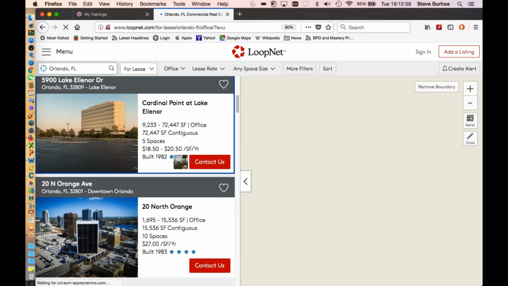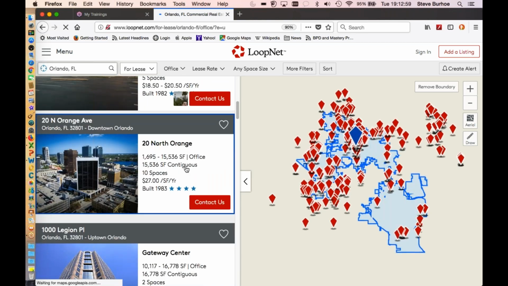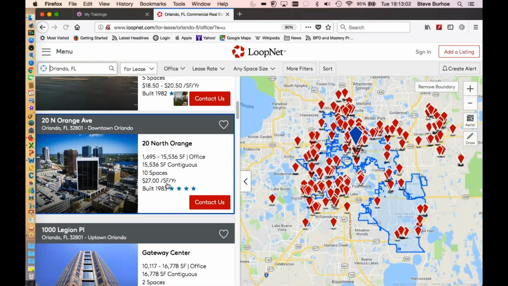So, looking at downtown Orlando, you're looking at $27 a square foot per year. It's going to tell you that you can rent as the minimum amount about 1,700 square feet up to about 15,000 square feet. So let's say 2,000 square feet at $27. You're looking at $54,000 total for the smallest space. Divide that by 12, that gives you your monthly payments. But the idea is they want to know what it costs per square foot per year, and where you want to be located.